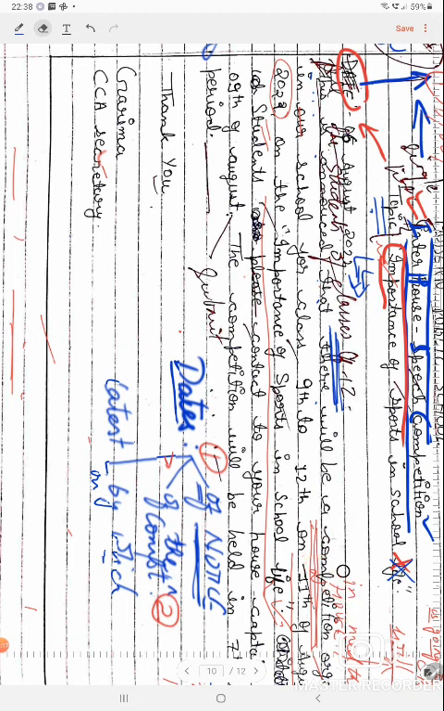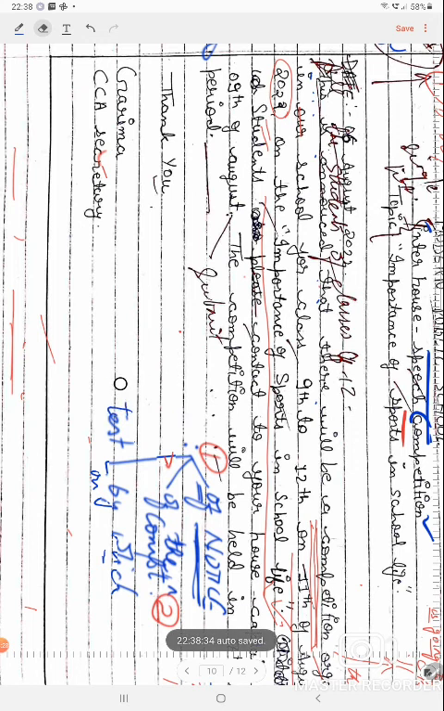It seems illegible and it's more confusing. So let me rub all these. Yes. Okay, dates is fine. I will rub it, this one as well.